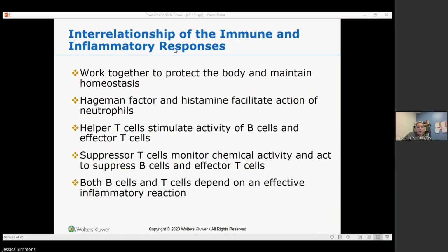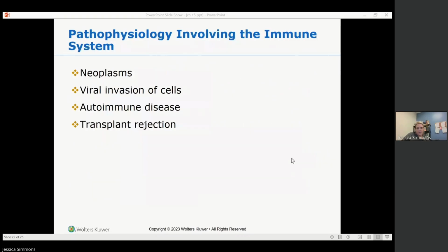So the interrelationship of the immune and inflammatory responses, they work together to protect the body and maintain homeostasis. The Hageman factor and histamine facilitate action of neutrophils. The helper T cells stimulate activity of B cells and effector T cells. The suppressor T cells monitor chemical activity and act to suppress the B cells and effector T cells. And both T cells and B cells depend on the effective inflammatory reaction. So it's literally just saying that when you have one, you have the other, and they're working together.